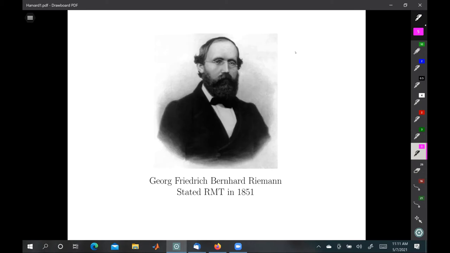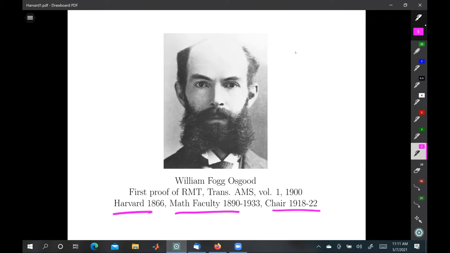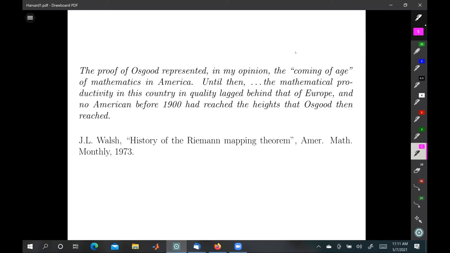So obviously, Riemann mapping theorem is named for Riemann. However, there is a Harvard connection, which I thought I should mention. The first proof of the Riemann mapping theorem in full generality, that is not for polygons or not for smooth domains, but for any simply connected domain, even with a weird non-locally connected boundary, that's due to William Osgood, who was a Harvard graduate and a Harvard math faculty and chair of the math department at Harvard. And so this was his main accomplishment in 1900. First issue of the Transactions was the proof of the Riemann mapping theorem in full generality. And according to J.L. Walsh, this was the high point of mathematics in America up to that point, that before 1900, no American had reached the heights that Osgood then reached. So since this was a talk at Harvard, at least in theory, this seemed like a worthwhile point to make.